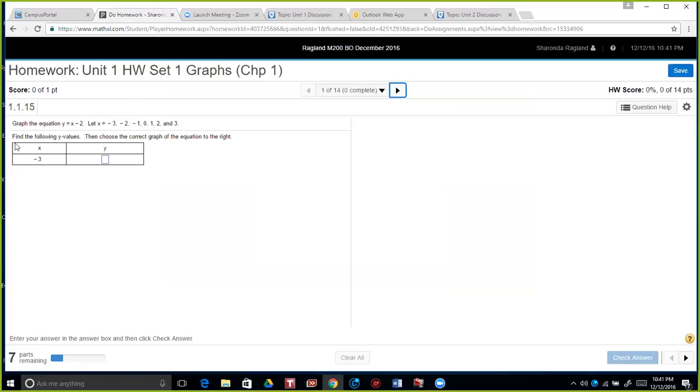This first one is just graph the equation of y equals x minus 2, and they give you the values of x. So remember from college algebra that if they give you the values of x, then you just plug it into the equation and you solve for the other variable. So that's what you're doing for the first one. Okay, so hopefully that was a review for you.